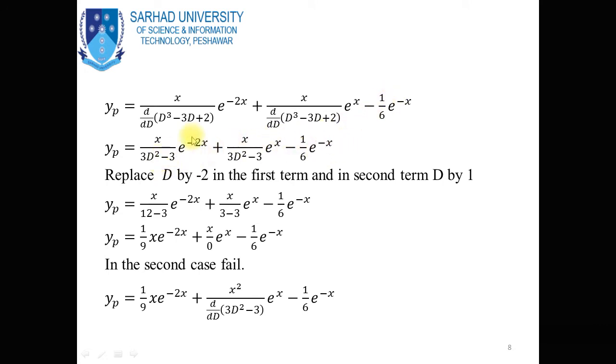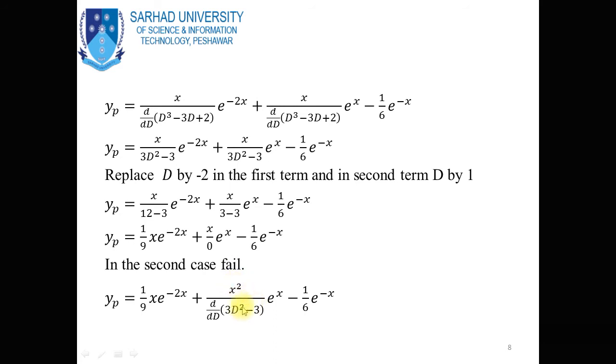And now replace D by minus 2. We obtain 2 square means 4, 4 times 3 is 12 minus 3, e power minus 2x, and replace D by 1: 3 minus 3, again 0. So in this function the case fails. Now again we take the derivative of this 3D square minus 3. So the derivative is 2 times 3, 6D, and now replace D by 1 and write x here. This x is now x square.